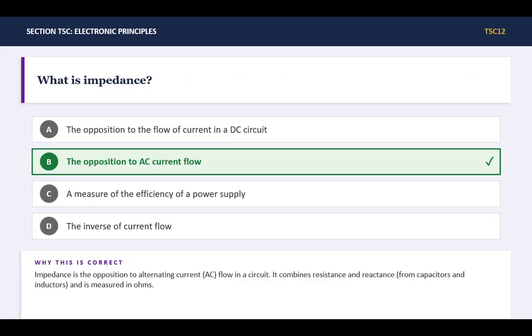What is impedance? B. The opposition to AC current flow. Impedance is the opposition to alternating current, or AC current flow, in a circuit. It combines resistance and reactance from capacitors and inductors and is measured in ohms.